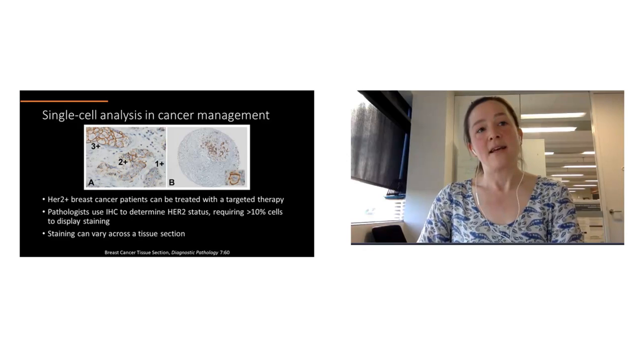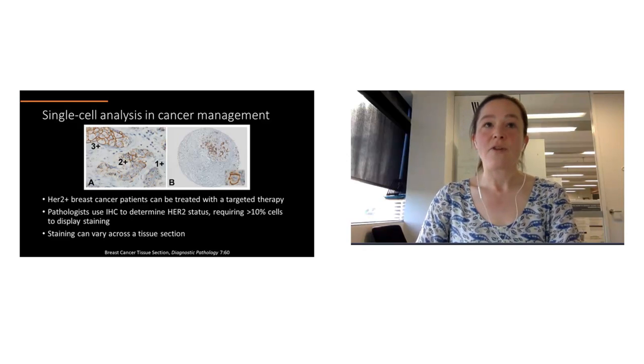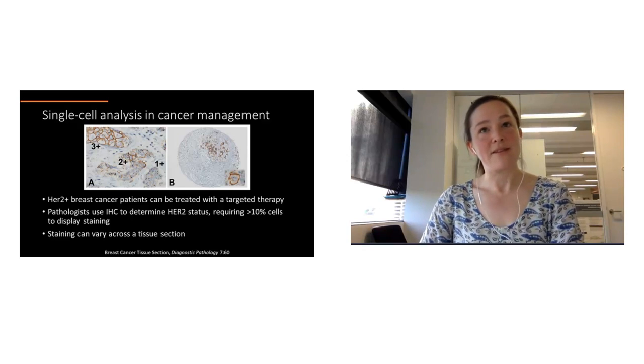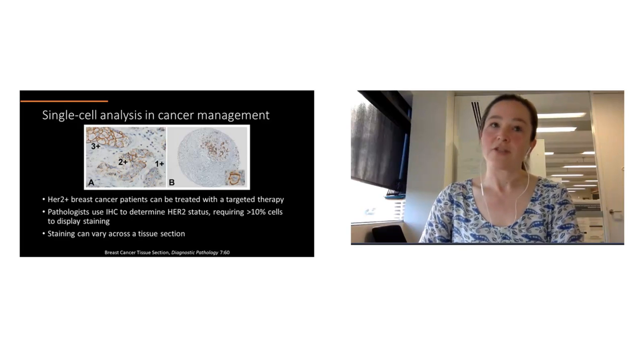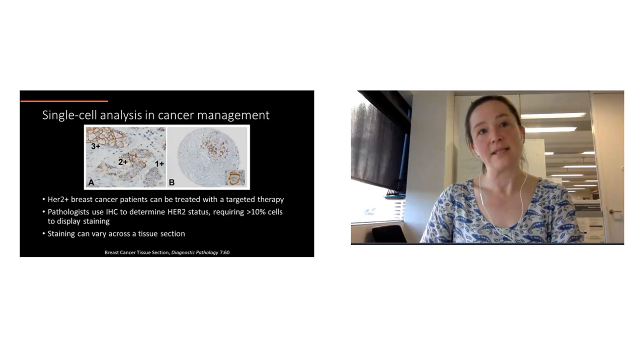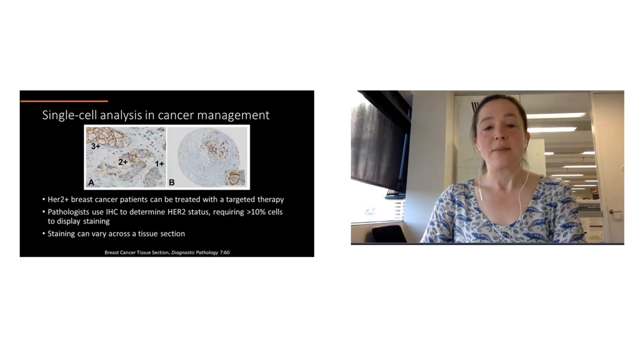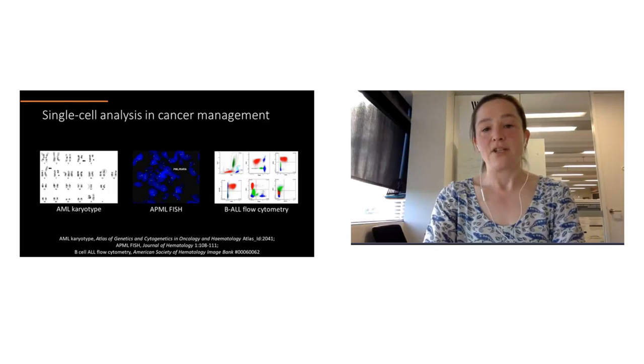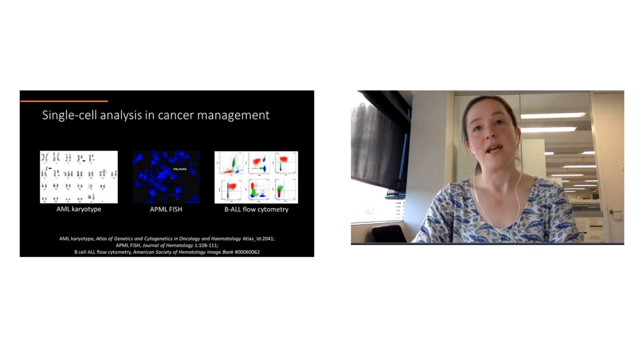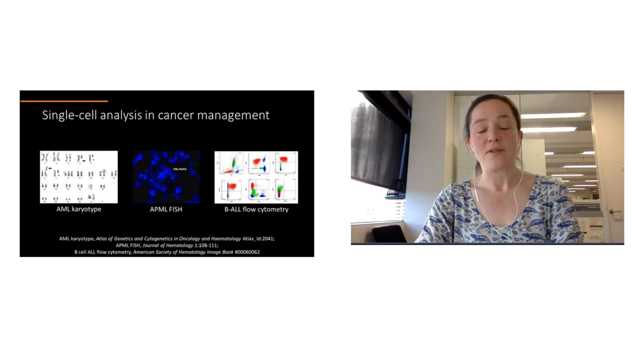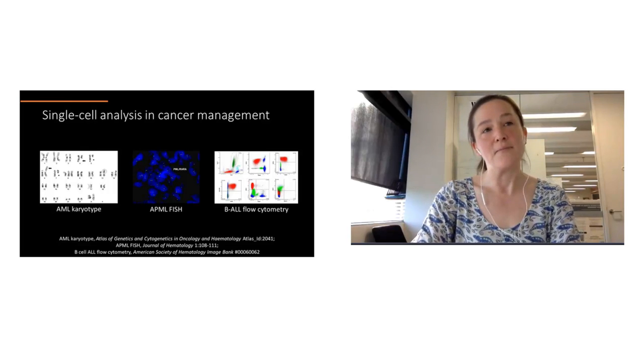In fact, routine clinical practice already relies on many traditional methods that provide single-cell information. For example, pathologists routinely grade cancers based on immunohistochemistry. But this analysis is not always straightforward, with variability in staining observed within cancer specimens. Similarly, methods like FISH, flow cytometry, and karyotyping can also reveal cancer heterogeneity.